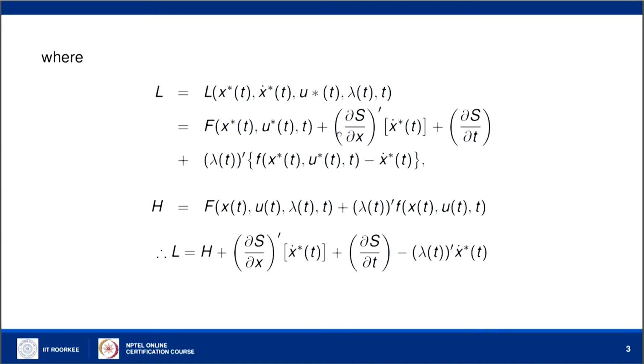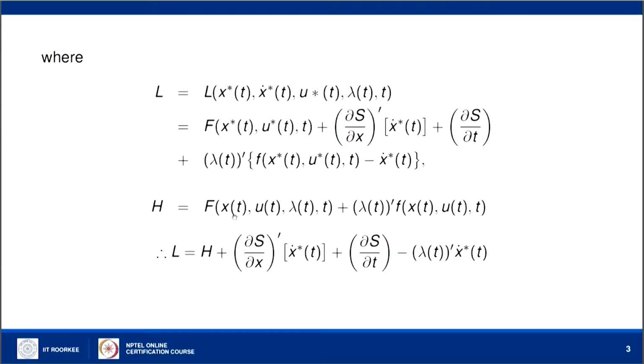capital F function plus del S by del x transpose into x dot plus del S by del t plus lambda transpose. The Lagrange multiplier is a vector function, so lambda is the column vector and lambda transpose is the row vector, and it is multiplied by small f of x, u minus x dot function. Okay. All these are evaluated at the optimum values x star, u star, etc.